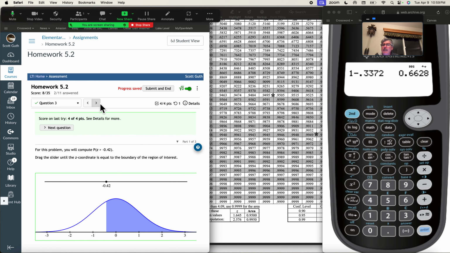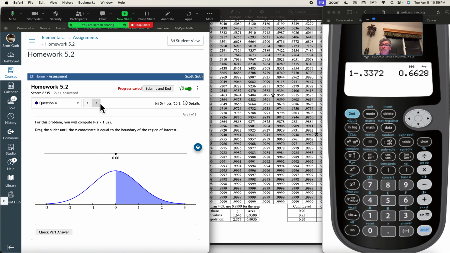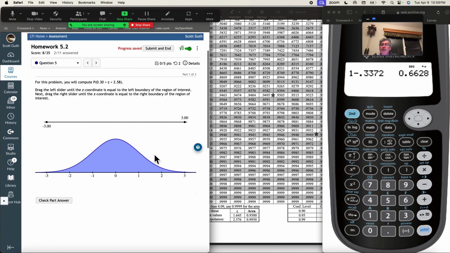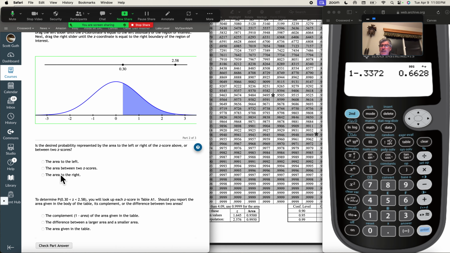So let me slide up to, I'm going to do one where I have to go in between two numbers. All right, so this one, it says you're going to compute the probability that z is between 0.30 and 2.58. So we're going to do a lower limit and an upper limit. So up to 0.30 right there, but no higher than 2.58. Let me see if I can get that right there. So that's it, 0.30 to 2.58. Looks good. We're going to be going between two z-scores. Okay, so the area between two z-scores, easy enough.